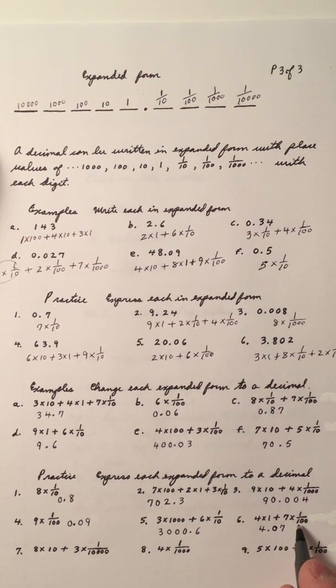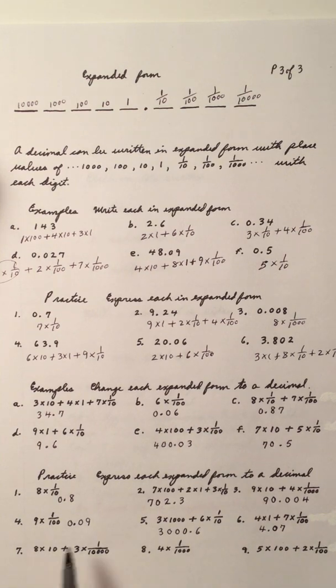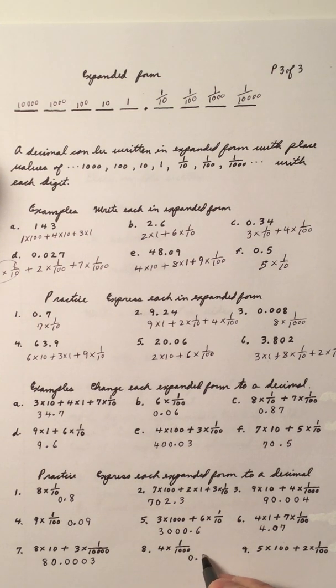There's no 1 over 10, no tenths. Number 7, I have a decimal, and there's tens and thousandths. So I have no ones, 8 tens, there's no tenths, 1 over 10, there's no 1 over hundreds, there's no 1 over 1,000, and the 3 is in the ten thousands, the 4th place. 4 times 1 over 1,000 is no ones, no tenths, no hundredths, and the 4 is in the thousandths place.